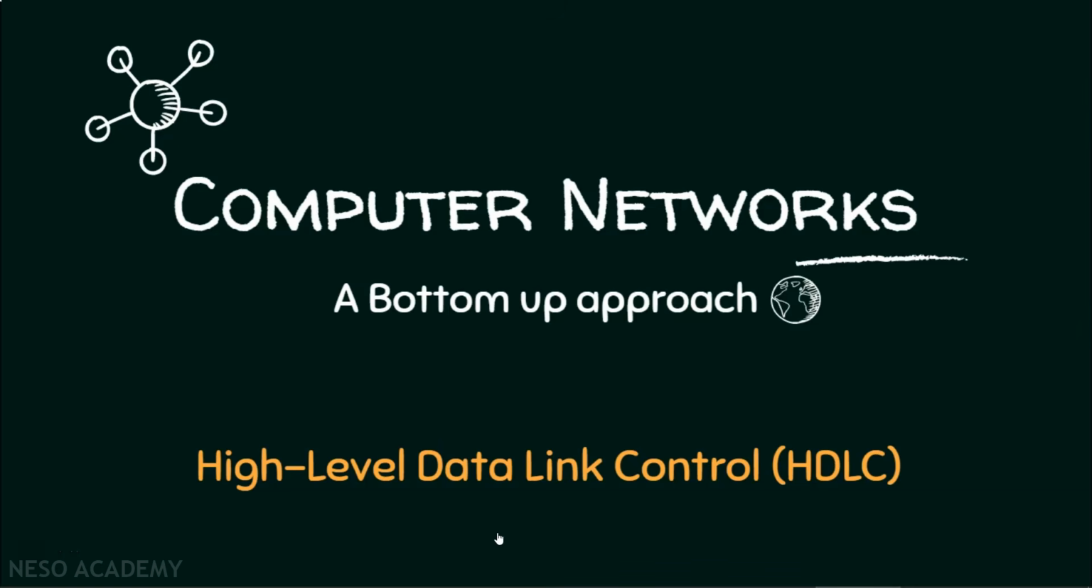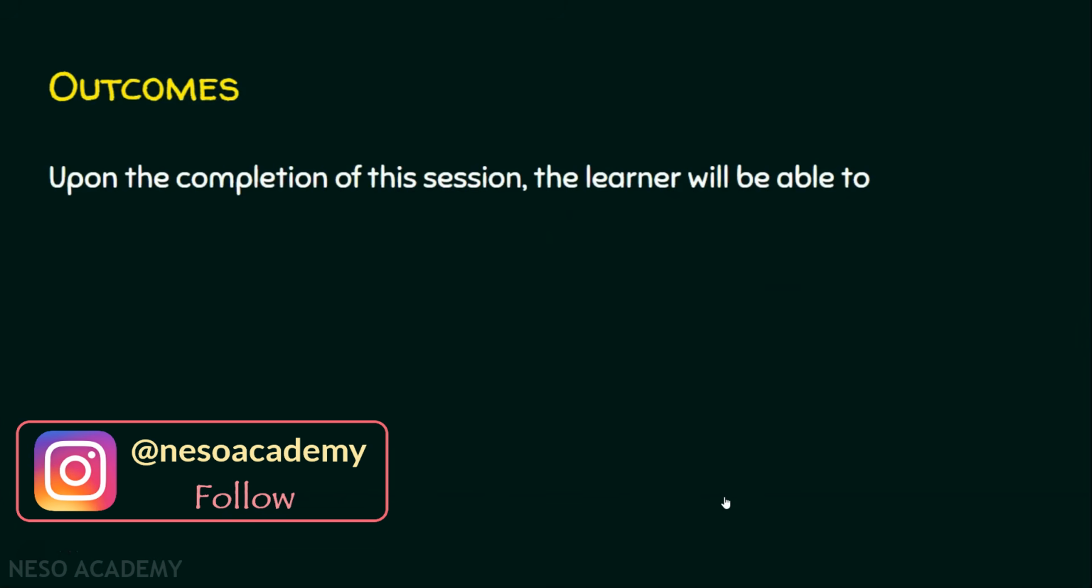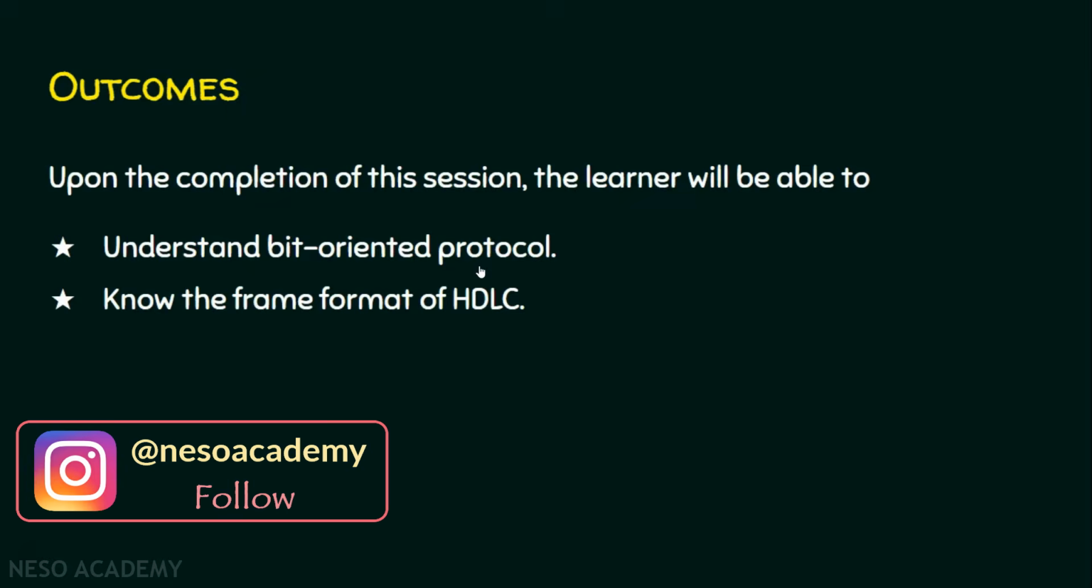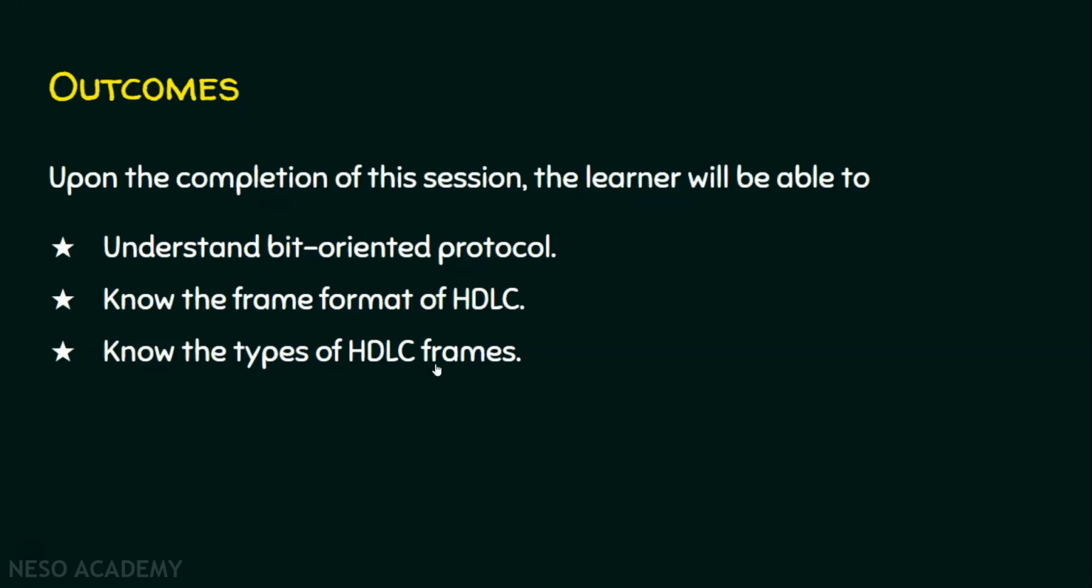Let's see the first data link control protocol, which is HDLC, High-Level Data Link Control. Let's start the session with the outcomes. In today's session, we have 3 outcomes. Upon the completion of the session, the learner will be able to: outcome number 1, understand bit-oriented protocol. Outcome number 2, know the frame format of HDLC. And outcome number 3, we will know the types of HDLC frames.